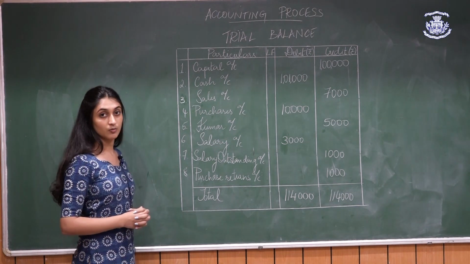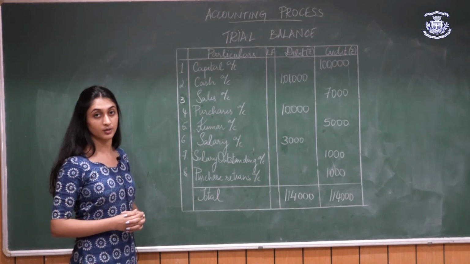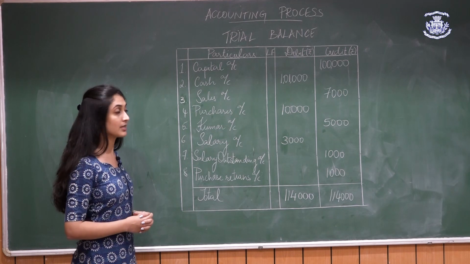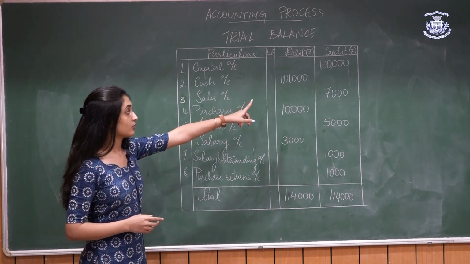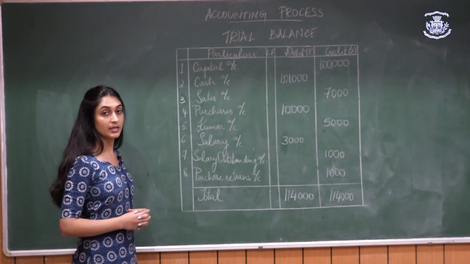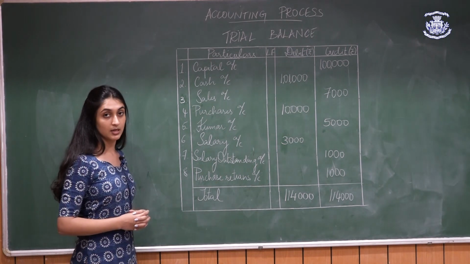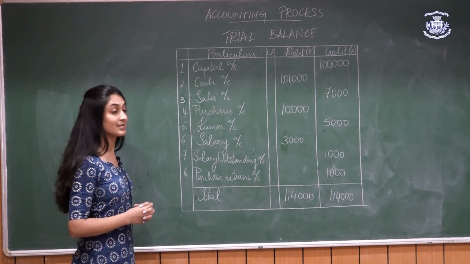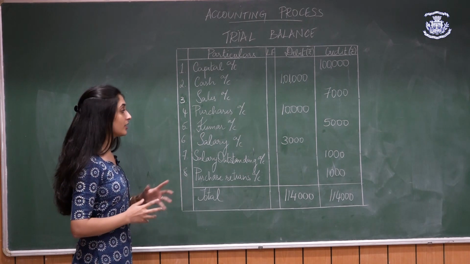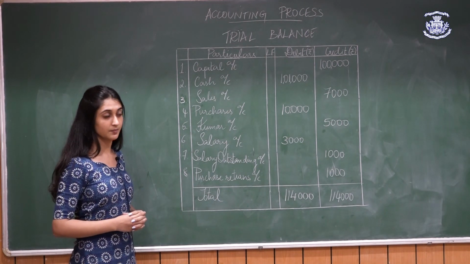Here we have the capital account. Capital account will be recorded in the credit column, so we record 1 lakh in the credit column. Cash account. Cash account is an asset account. Therefore, we record this in the debit column. So cash account is equal to 1 lakh 1000 in the debit column. Sales account. Sales account is an income account. Therefore, we record this in the credit column. Purchases account. Purchases account is treated as an expense account. Therefore, we record it in the debit column. Kumar account or the creditor's account is recorded in the credit column because it is a liability account.